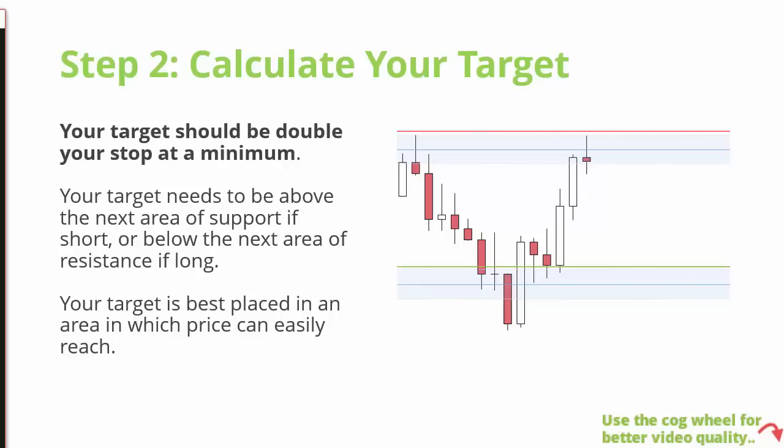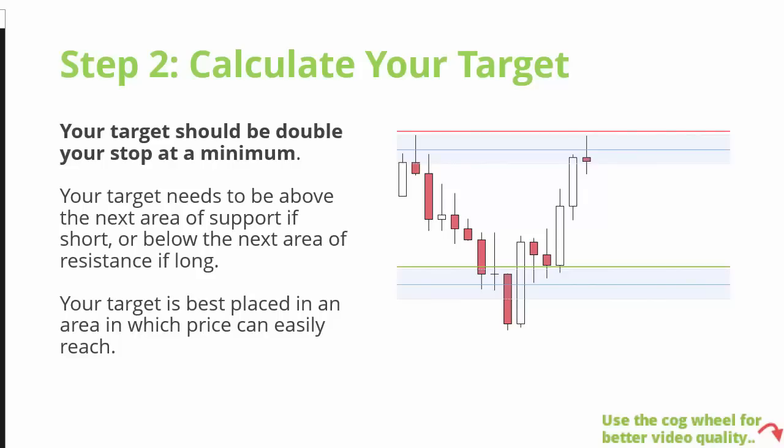My target is always double my stop loss. And I think that's the way everyone should trade. I think that's the most effective way to trade this strategy, and pretty much every strategy really, as long as you're winning more than you're losing. But anyway, we'll cover that more in a minute. Let's just talk about calculating your target. So your target should be double your stop loss at a minimum.